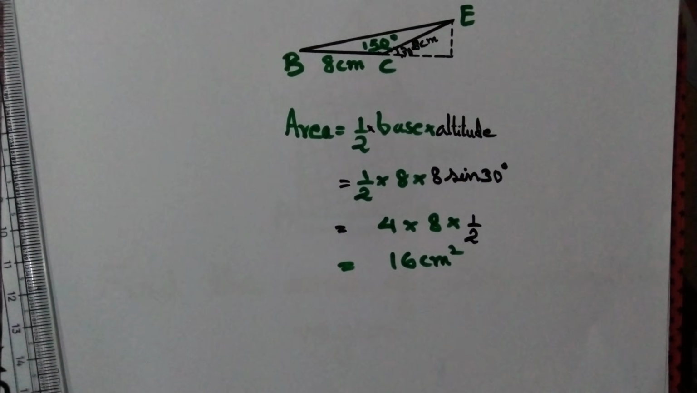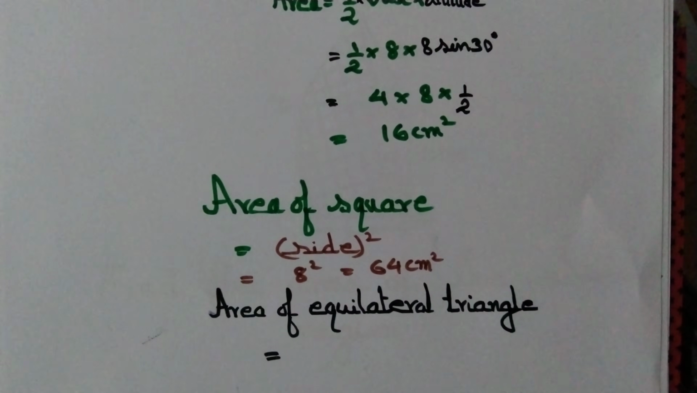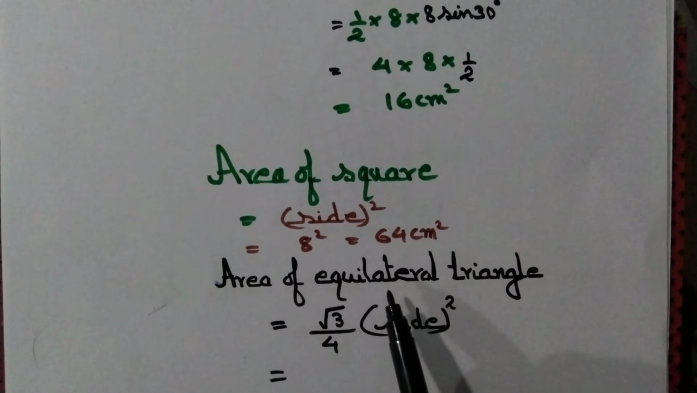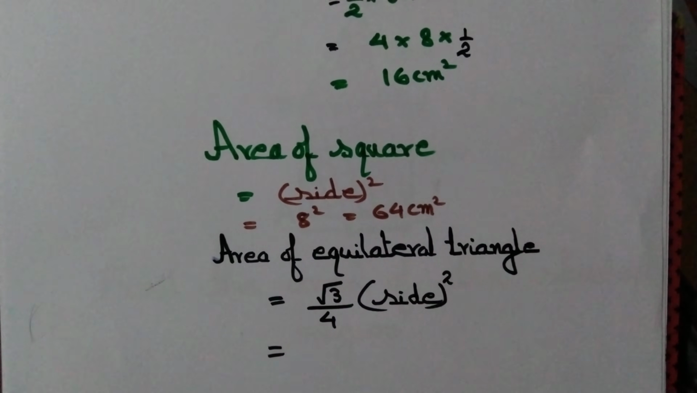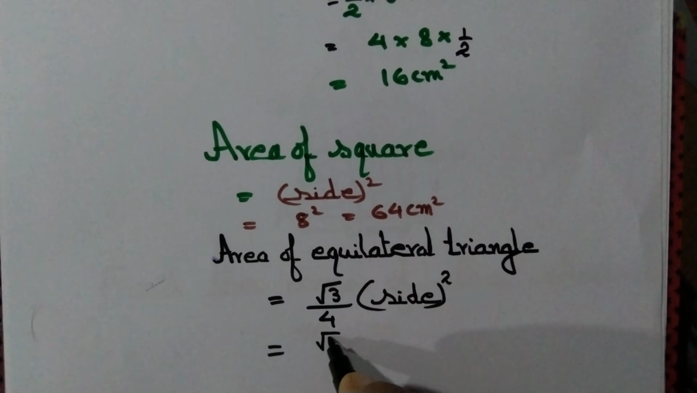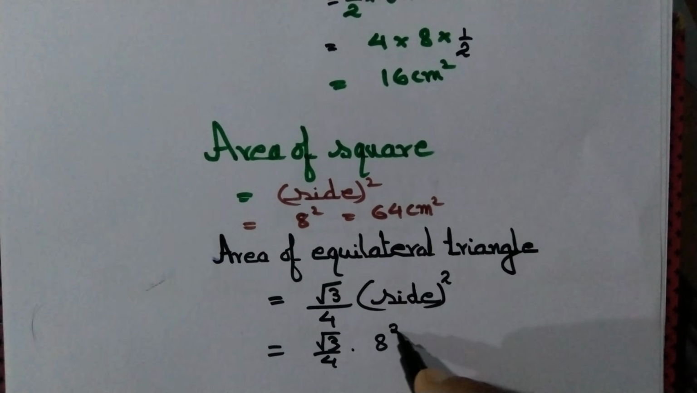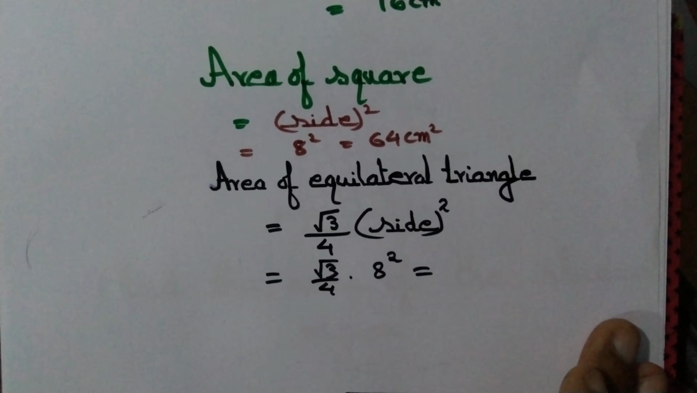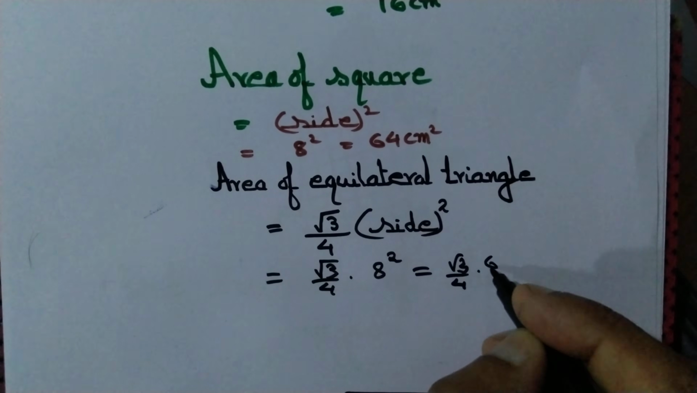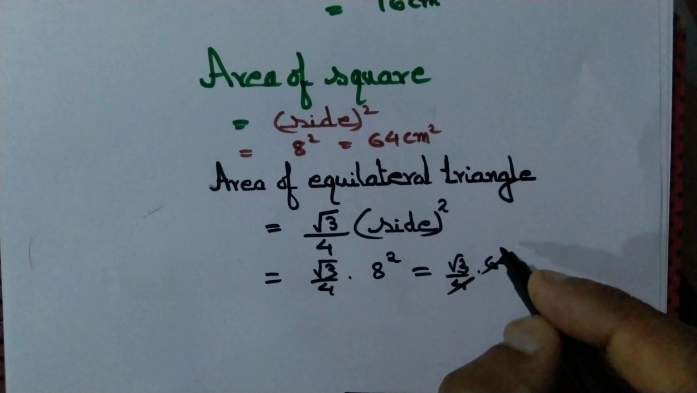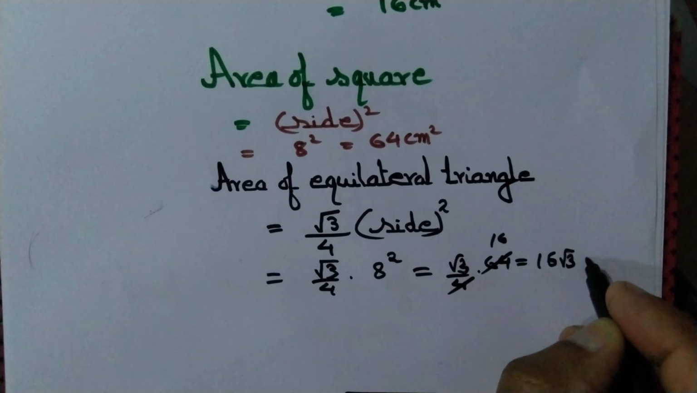Now we need the area of the square and the area of the equilateral triangle. The area of an equilateral triangle is equal to root 3 by 4 times the square of the side. In this case the side measures 8 centimeters, and thus the area of the equilateral triangle is root 3 by 4 times 8 squared. That's equal to root 3 by 4 times 64. We can cancel 4 out, and that's equal to 16 root 3 centimeters squared.